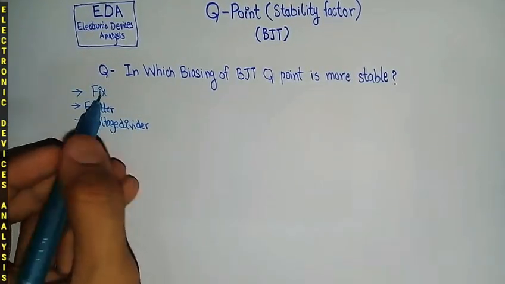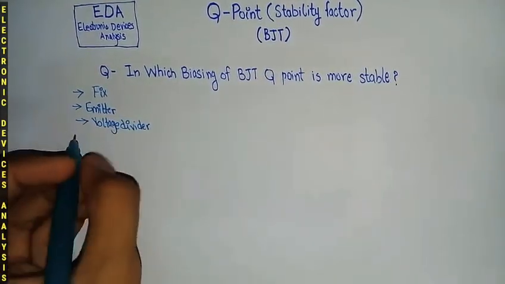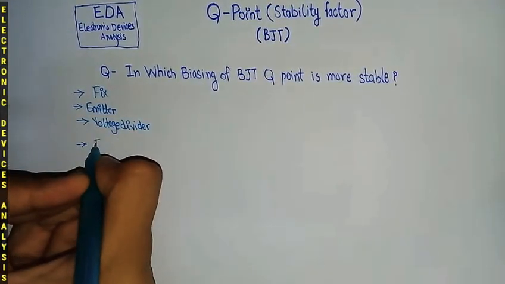But we will not see that in which biasing BJT the Q point is more stable. So guys, let's answer it. First of all, we will take fixed biasing.